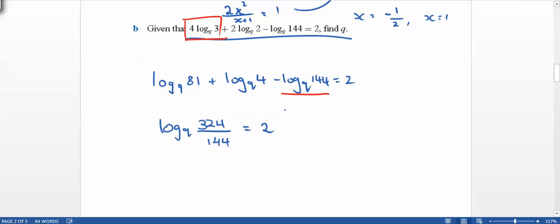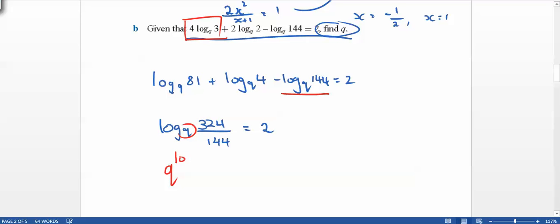Okay, so what we need to do now is simplify this. It says find Q. How do we do that? Well, we need to do the opposite, or the inverse, of this. Remember, let's just assume we don't have a calculator.